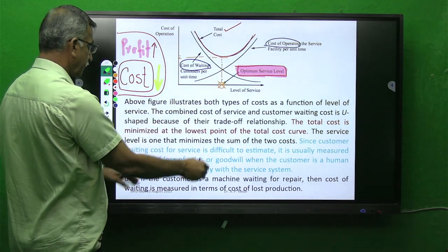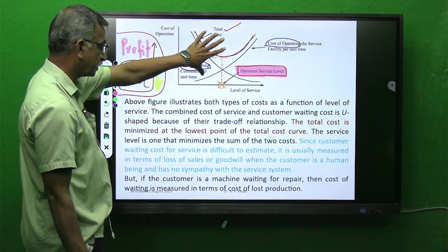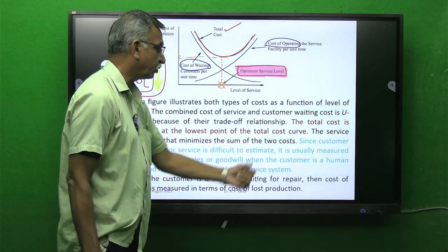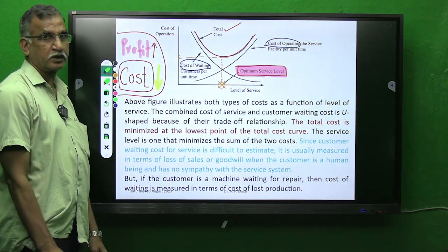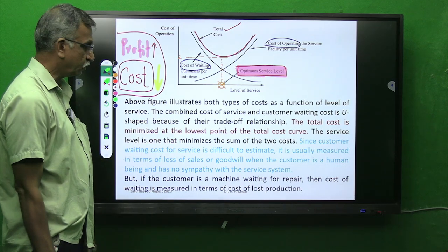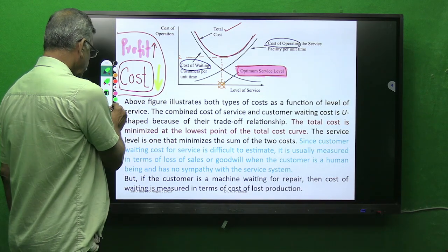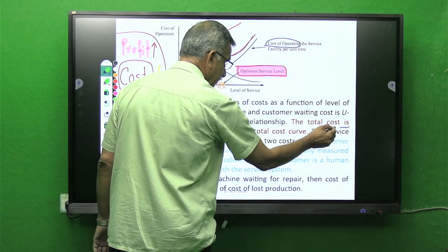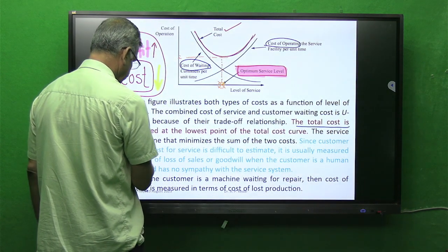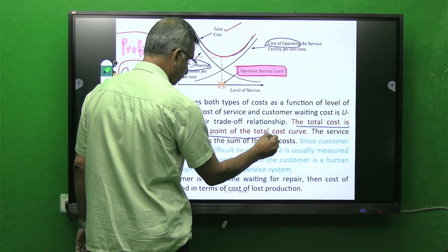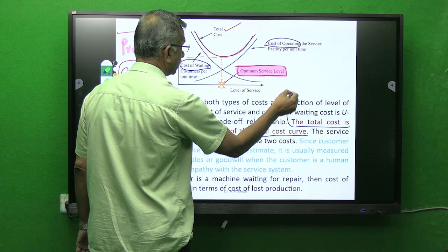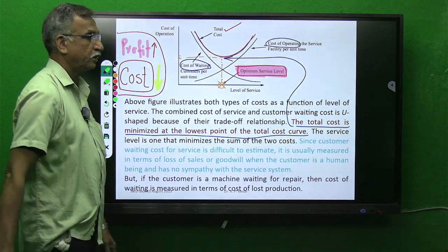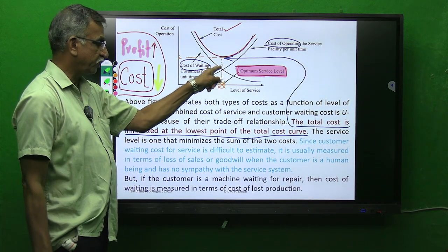So, as explained by me, what is the content of this? Here I have marked the important sentences with colors for your understanding. First, the total cost is minimized at the lowest point of the total cost curve. So this is this point as explained. This is the total cost minimum point.